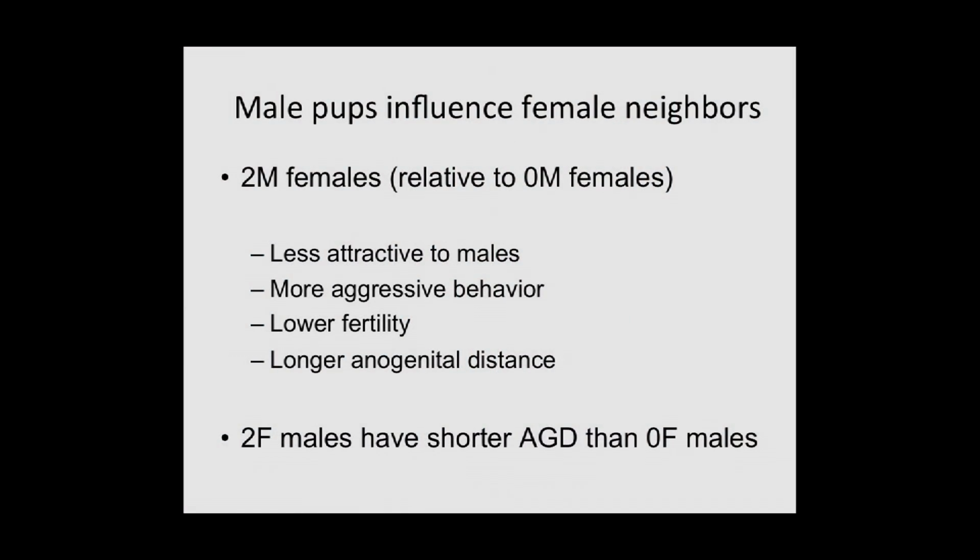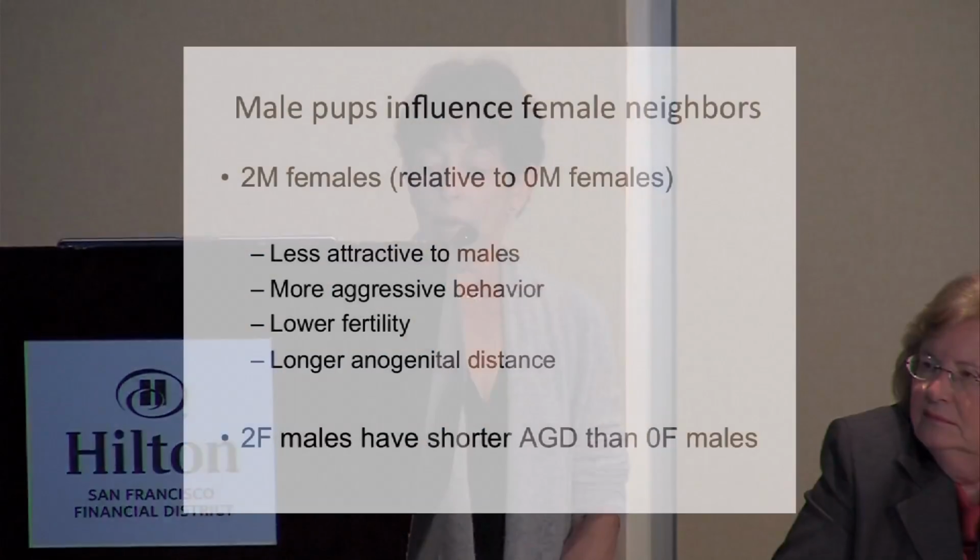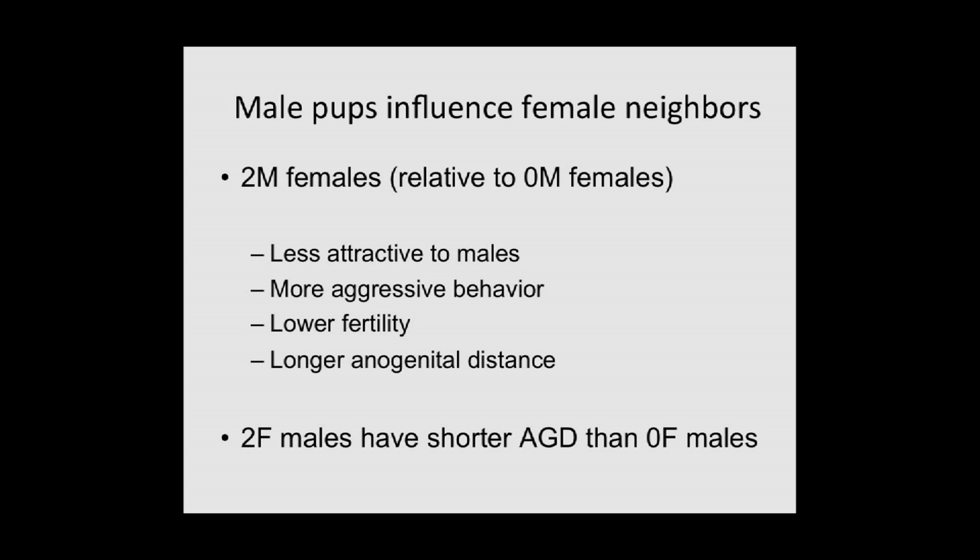So does this matter? Yes, it does. So the 2M females, the most male females, are less attractive to males in rodent studies. They have more aggressive behavior, they have lower fertility, and they have a longer anogenital distance. Now, we're talking about differences in steroids that are a couple of drops in an Olympic-sized swimming pool. Very, very small differences make differences in the AGD and in behavior. And the converse is also true for males between 2 females.